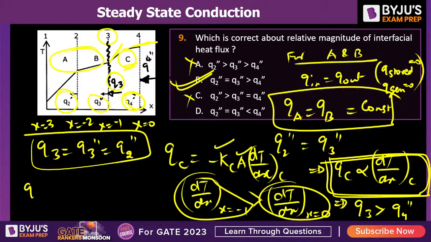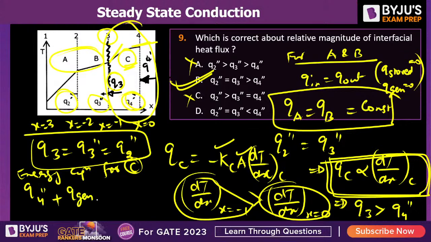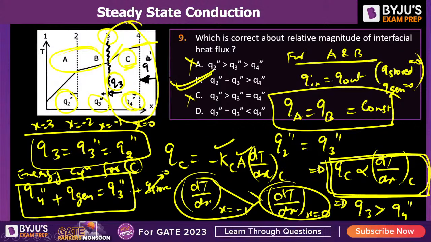If we apply the energy conservation equation for material C, then we can say heat entering is Q4 double dash, plus there is a heat generation in the material C, is equal to Q3 double dash, that is heat leaving, because heat stored is equal to 0. This is how we can say, definitely we can say Q3 double dash is greater than Q4. That is another approach. Very nice, Bhavya. Yes, definitely we can write this.